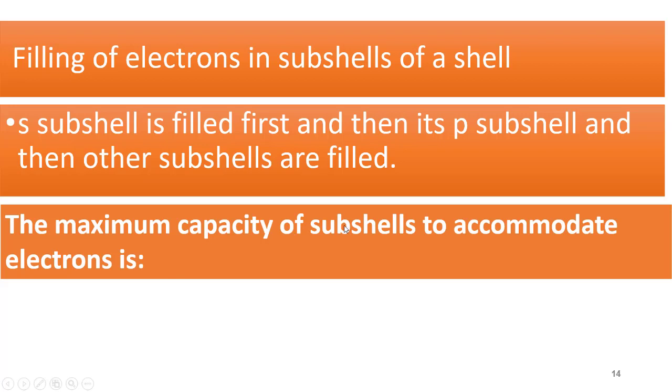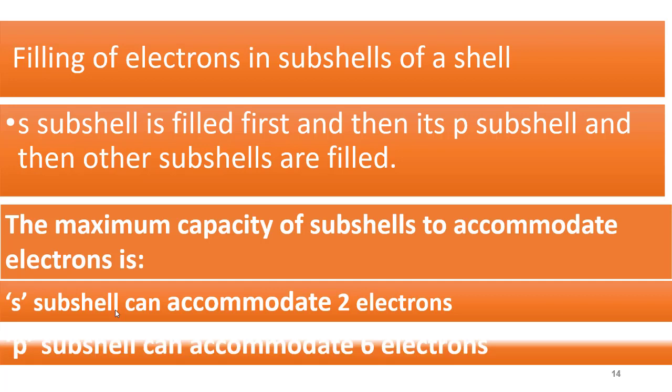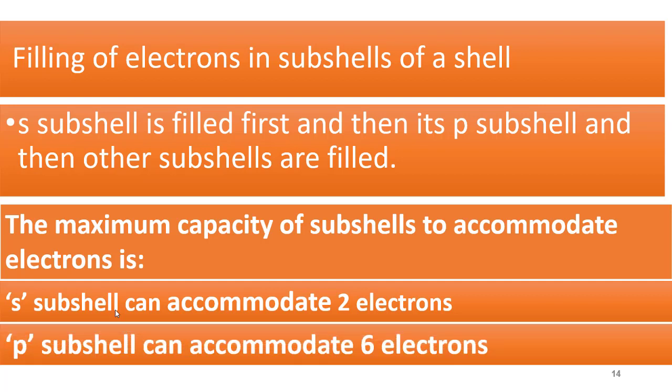The maximum capacity of a subshell to accommodate electrons: S subshell can accommodate 2 electrons. जैसे पहले आपने पढ़ा कि एक शेल के अंदर भी इलेक्ट्रॉन्स को अकोमोडेट करने की मैक्सिमम कैपेसिटी है, इसी तरह से सब शेल के अंदर भी इलेक्ट्रॉन्स को अकोमोडेट करने की एक मैक्सिमम कैपेसिटी है. जैसा कि एस सब शेल में मैक्सिमम 2 इलेक्ट्रॉन्स अकोमोडेट हो सकते हैं. एस सब शेल में 2 से ज़्यादा इलेक्ट्रॉन्स नहीं आ सकते. इसी तरह से पी सब शेल कैन अकोमोडेट 6 इलेक्ट्रॉन. पी शेल के अंदर मैक्सिमम 6 इलेक्ट्रॉन अकोमोडेट हो सकते हैं.